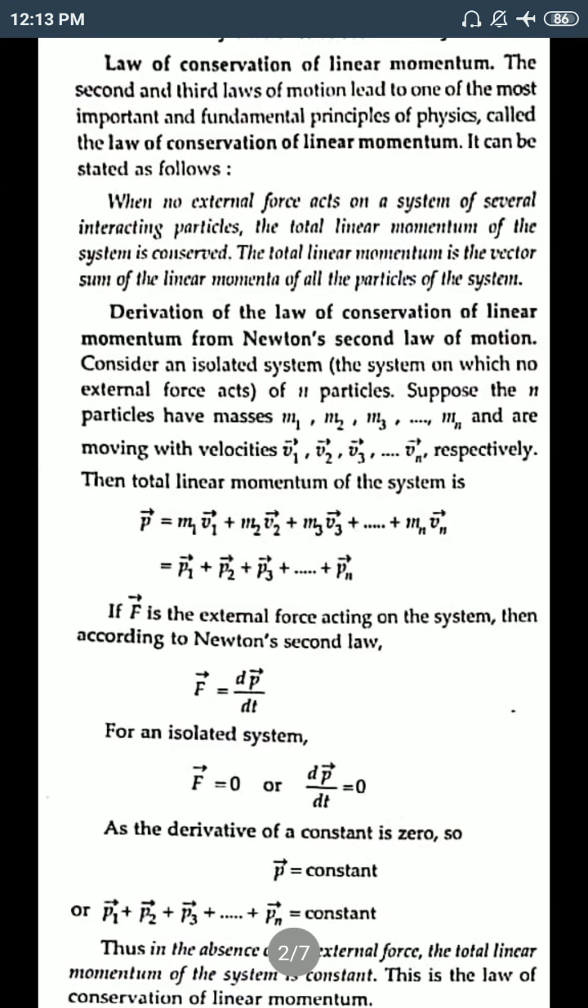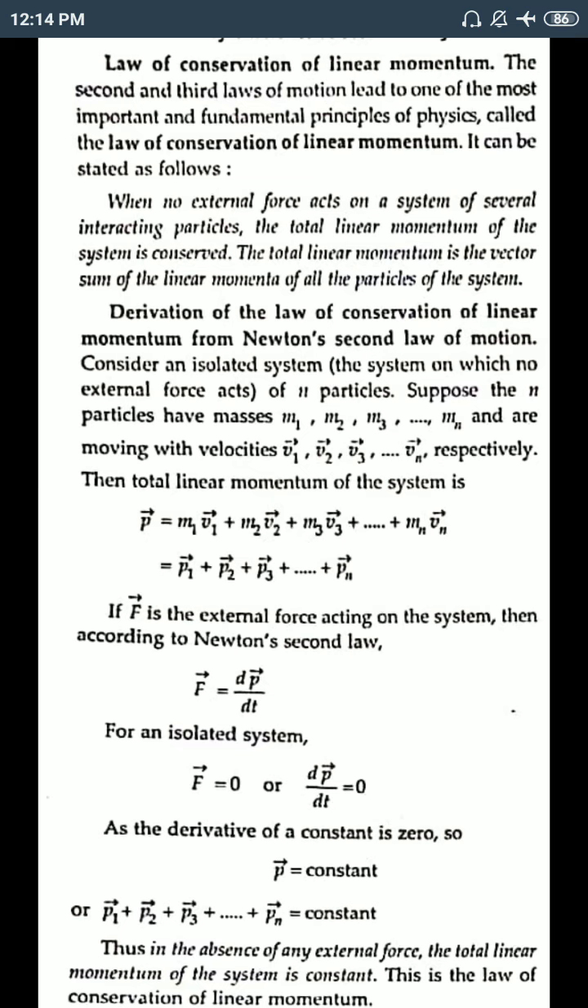Impulse. Now, today from impulse we get another idea about the linear momentum. We can say that from impulse we get a relationship between a force and a linear momentum.